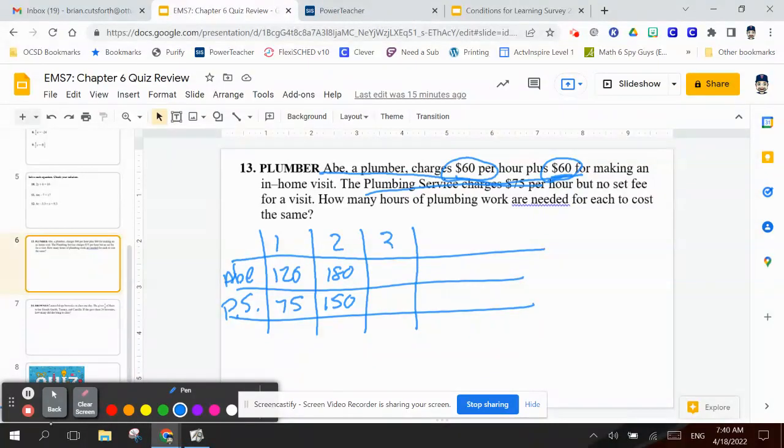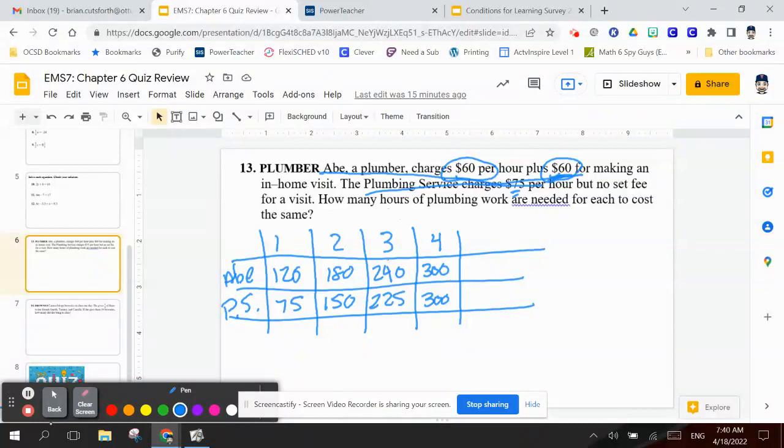Still not the same. We try 3 hours. 180 plus 60 again is 240. 150 plus 75 is 225. Still not the same. I go to 4 hours. 240 plus 60 is 300. 225 plus 75 is 300.